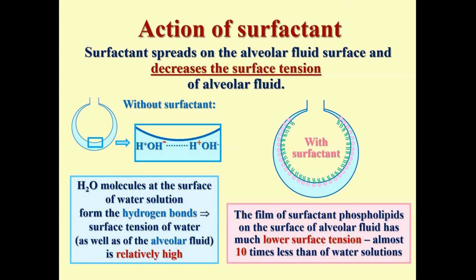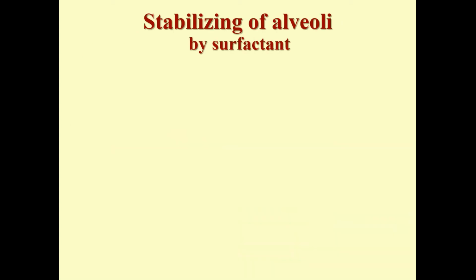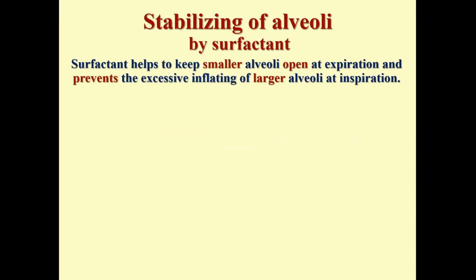But also remember that surface tension changes the pressure. The collapsing pressure becomes higher and higher when size decreases, and vice versa. And stabilizing of alveoli is done also by surfactant. And this stabilizing goes exactly opposite to the laws of physics. Surfactant helps to keep smaller alveoli open during expiration and prevents excessive overinflating of larger alveoli at inspiration.